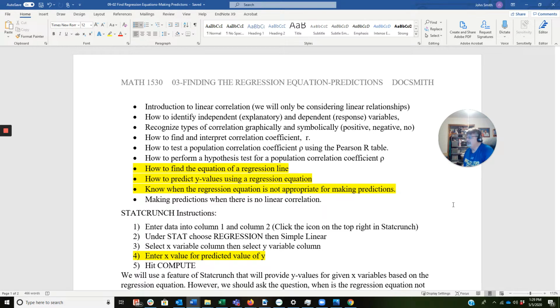So this particular video is going to deal with how to find the equation of a regression line, how to predict y values using a regression equation, and I'm going to take that a step farther. We're going to do this with StatCrunch, where we don't actually have to plug anything into the equation. We're going to know when the regression equation is not appropriate for making predictions.